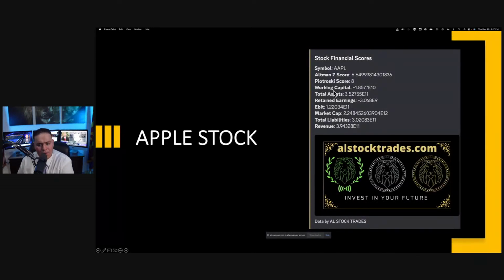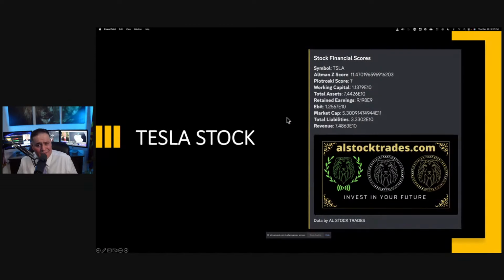Also, we have access to working capital, so you can see what kind of working capital they have. This is definitely something you want to pay attention to. You can look at retained earnings. You can look at EBIT, not EBITDA, right? And then you can stack assets over liabilities. Usually you want assets greater than liabilities.